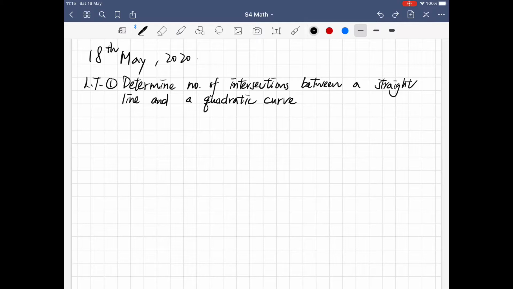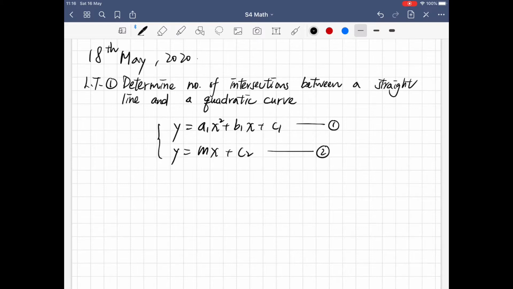So first we can consider a set of simultaneous equations containing a quadratic equation and an equation of a straight line. For the quadratic equation, we have y equals a1x squared plus b1x plus c1. And this is our first equation. For the equation of a straight line, we have y equals mx plus c2. And this is our second equation. So my question is, when I combine these two equations together, what result do you expect?